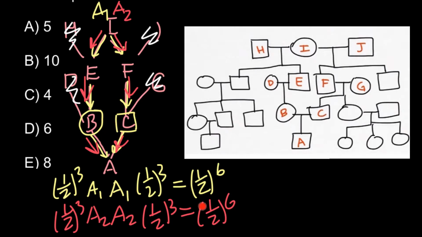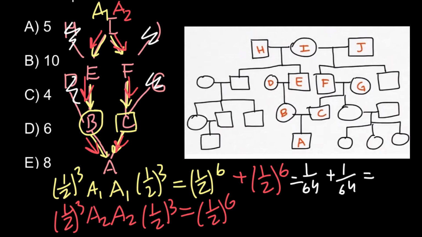So we have now to add these two probabilities. So we have 1/2 in the power of 6 plus 1/2 in the power of 6. In other words, this is going to be 1/64 plus 1/64. And the answer would be 1/32. And now, second method, how we can calculate inbreeding coefficient.